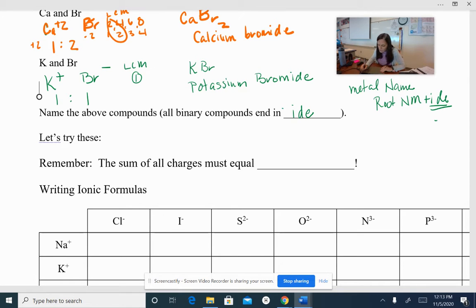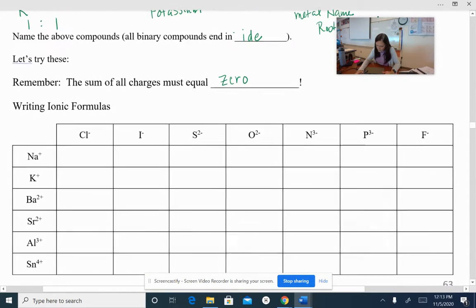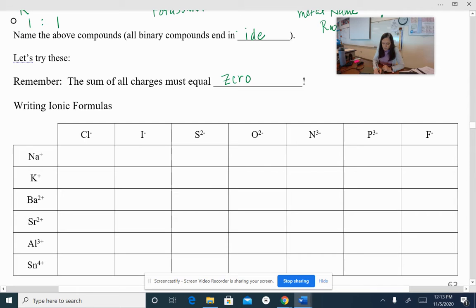Okay? So also remember that the sum of all charges when we add up all the ions has to be 0. Remember, compounds do not have a charge. So let's practice this. We're going to put sodium, potassium, barium, strontium, aluminum, and tin together with chloride, iodide, sulfide, oxide, nitride, phosphide, and fluoride.